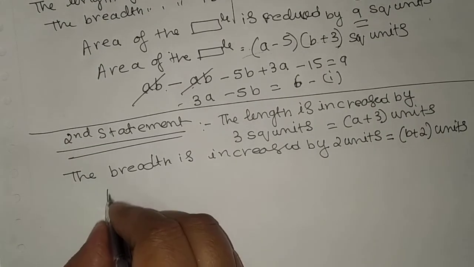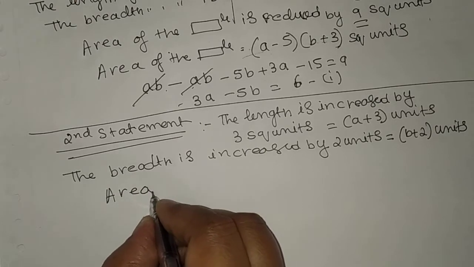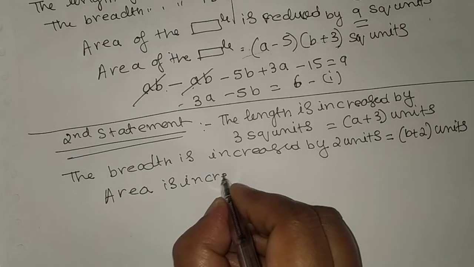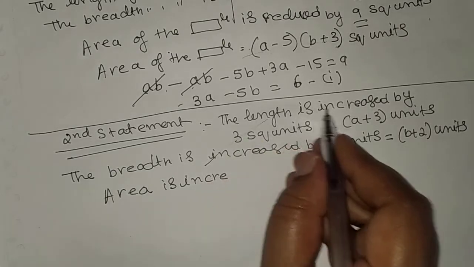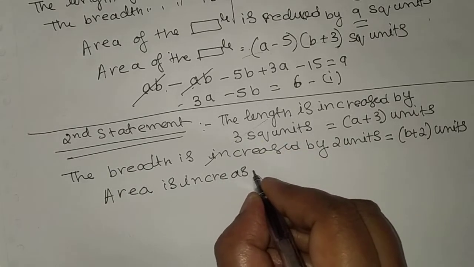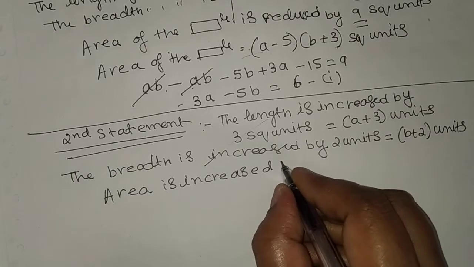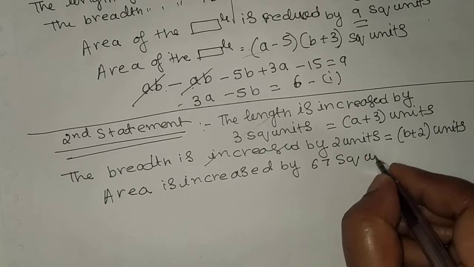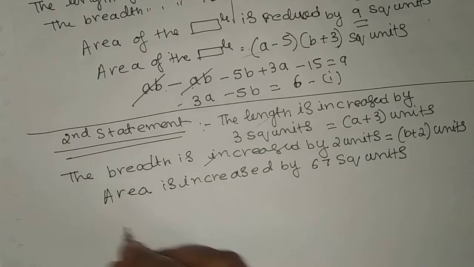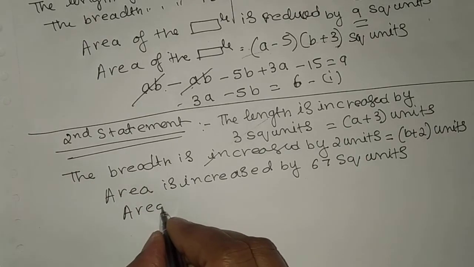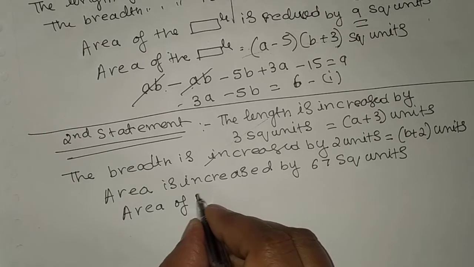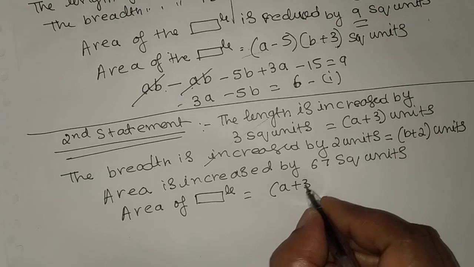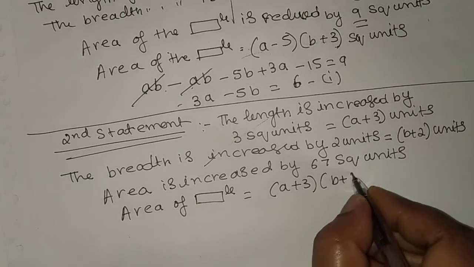Now what is the area? The area of the rectangle is increased by how much? 67 square units. So these are the data given. Now finally we calculate the area of the rectangle. The area of the rectangle is equal to A plus 3 into B plus 2 we are getting.